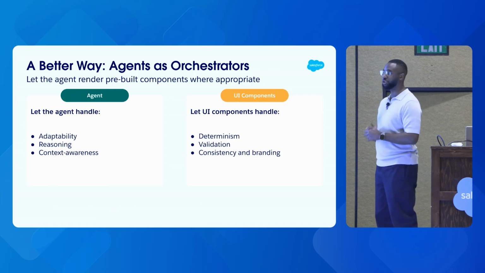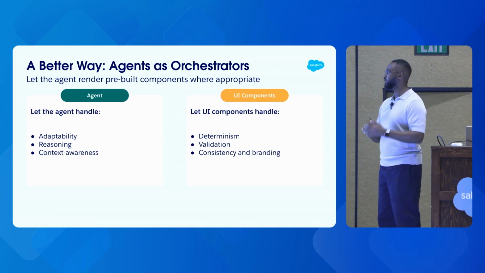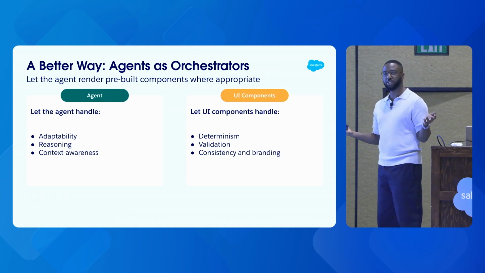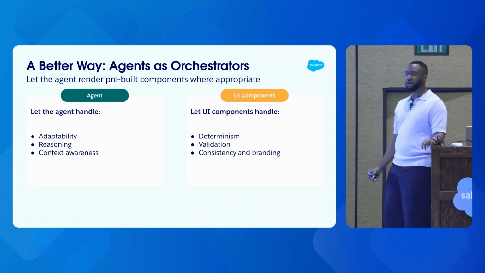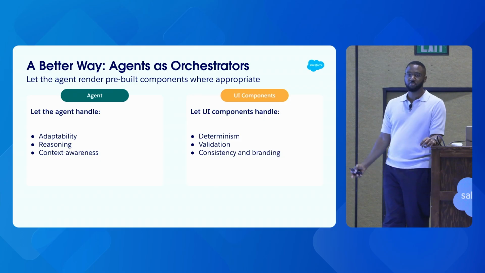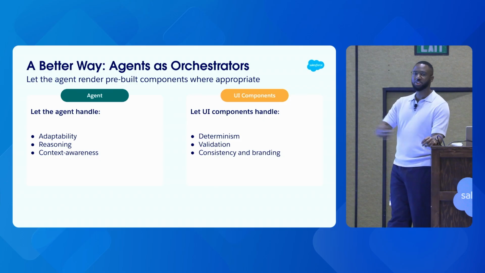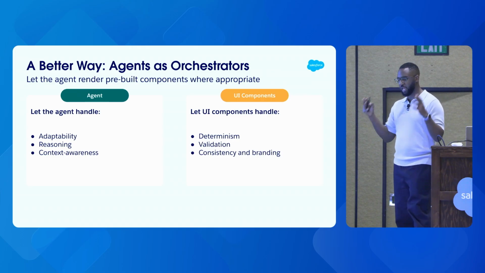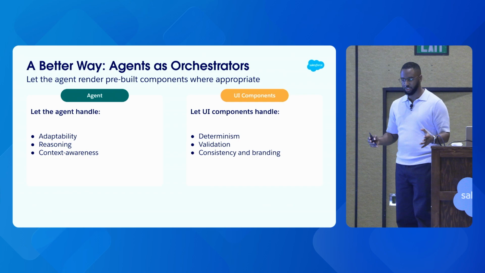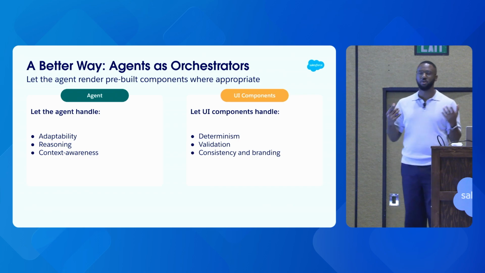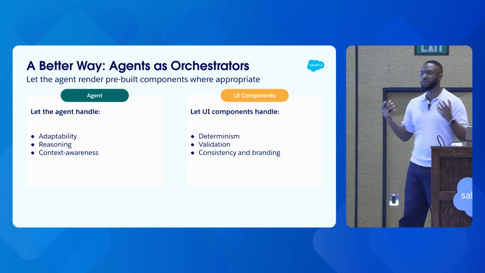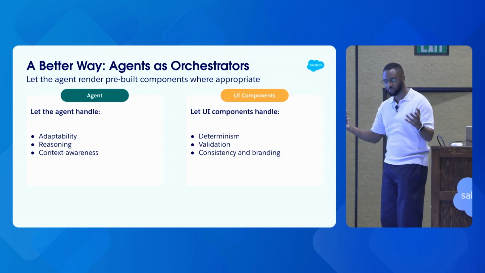Instead of just using text, which is not particularly information dense, or using generative UI, which has a bunch of different problems, accessibility, security, consistency, validity, you take what agents are really good at, which is orchestration. They're good at understanding intent. They're good at understanding what to do in context, right?